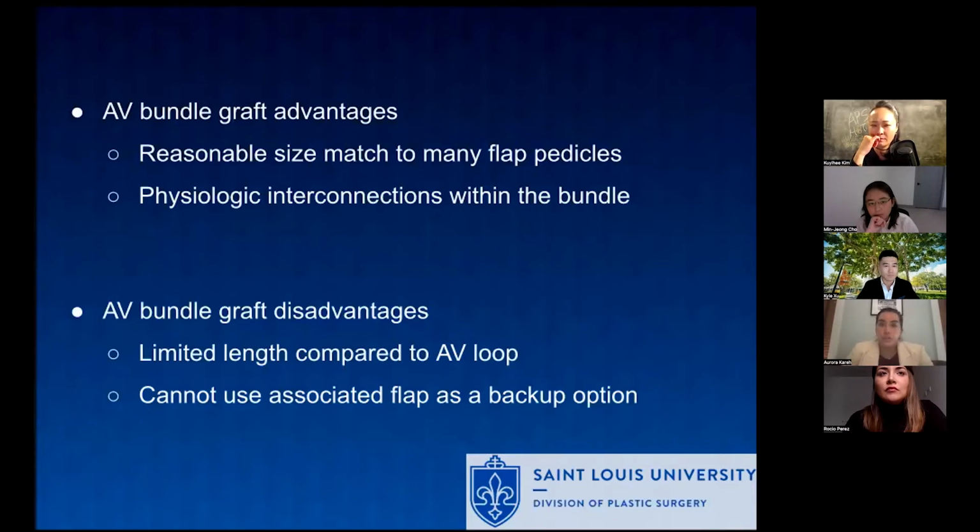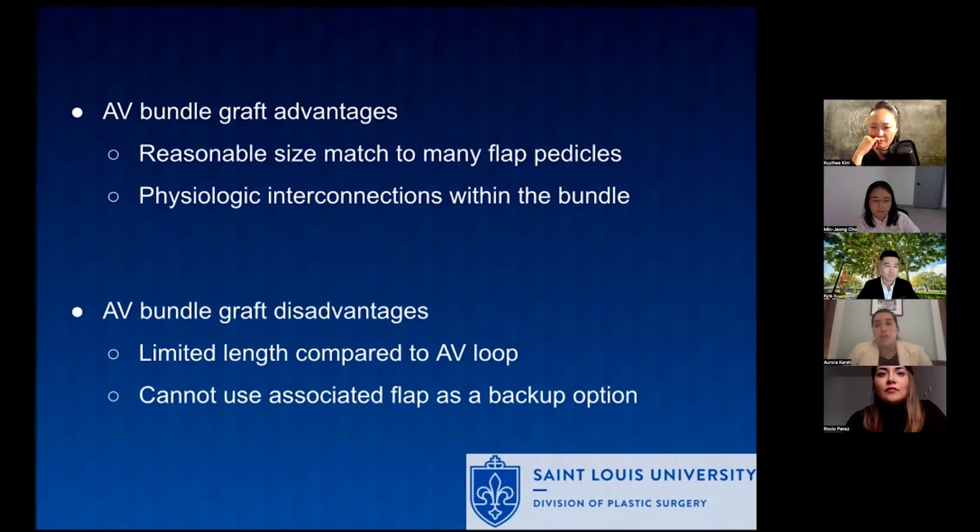There's usually a reasonable size match to the flap pedicle, especially compared, like I said before, to AV loops that are usually much larger than the vessels that we're using for free flap anastomosis. And the AV loops can really dilate significantly and potentiate flow disturbances with the vessel because of the size mismatch, so that is less likely to happen with AV bundle grafts. There's also physiologic arteriovenous connections and vasa vasorum within that AV bundle that can compensate for pressure mismatches, prevent low flow venous states, and contribute to perfusion of the vessels themselves since they are a graft.